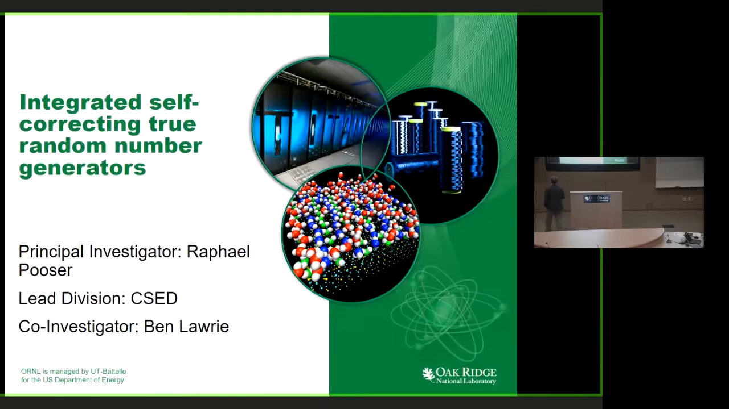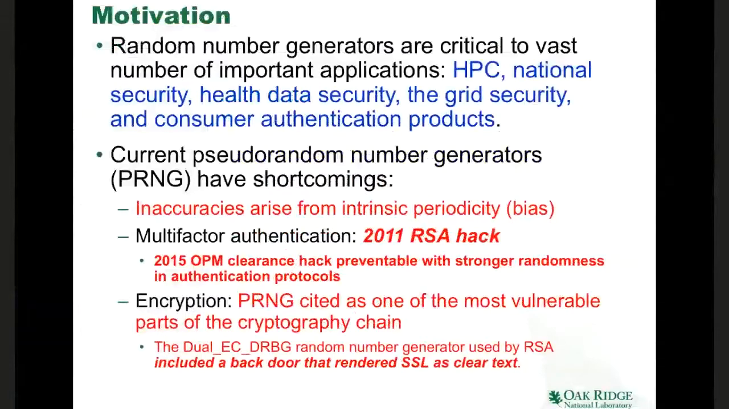So quantum random number generators, they're kind of interesting because randomness is interesting. Randomness, everybody knows, is super important. It's important because we need it for HPC. Actually, we need it for simulations. Right now, most simulators use pseudorandom number generators. National security, of course, health data security.